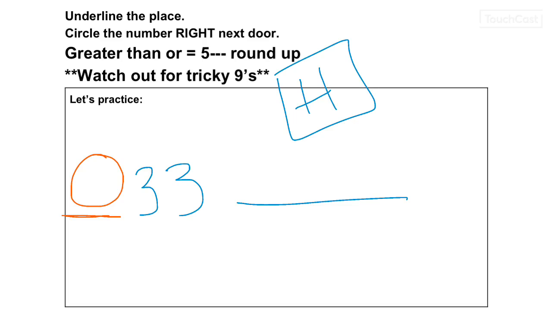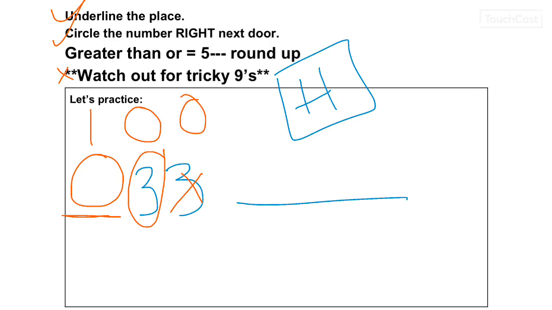So I have 0 hundreds, 3 tens, and 3 ones. I underline the place. I circle right next door. Do I have any tricky 9s? No. This 3 is not super important to me, so I'm going to cross it out. So which two hundreds is 33 between? Well, the only closest hundred is 100, or it can go down to 0. Now, if it helps you to just leave it as a 0, that's fine, but I like to fill it all in with zeros just so that it looks equal.